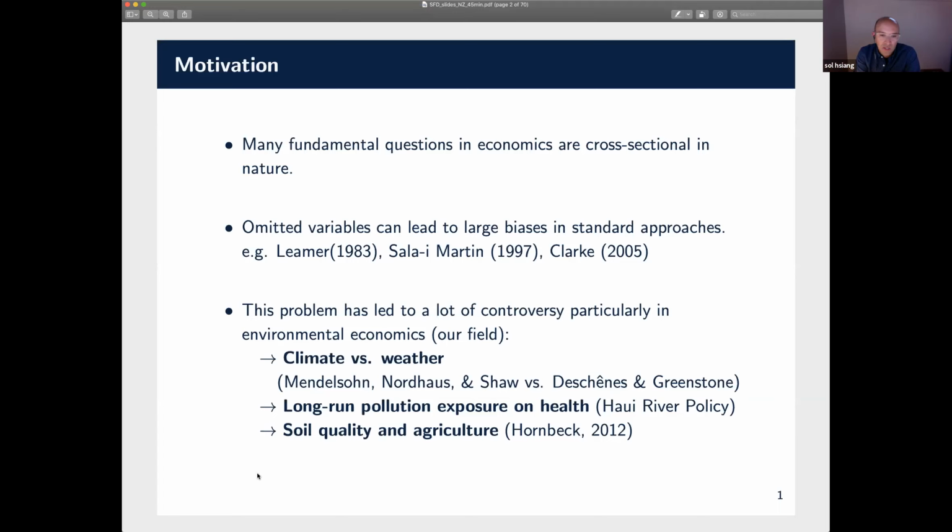The challenge with those types of cross-sectional problems is that we have omitted variable biases. This is sort of econometrics 101. It's been talked about in a variety of contexts, and it led to the identification revolution, in which people said we need new designs to try and identify causal effects.